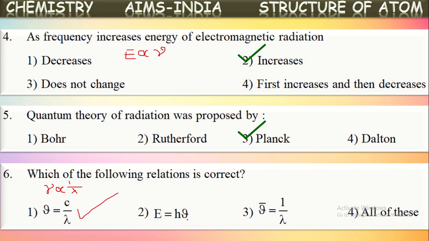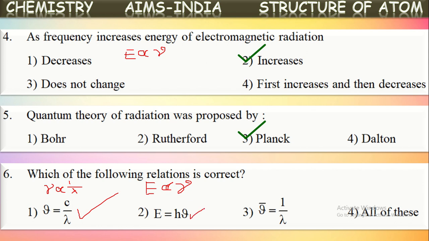See the next one. E is equal to h nu. Yes, according to Planck's quantum theory of radiation, E is directly proportional to frequency. Then to remove the proportionality, here also a constant h is taken, which is called Planck's constant. What is the value of this Planck's constant? 6.625 into 10 to the power of minus 34 joule second. So this relation between the energy and frequency is also correct.